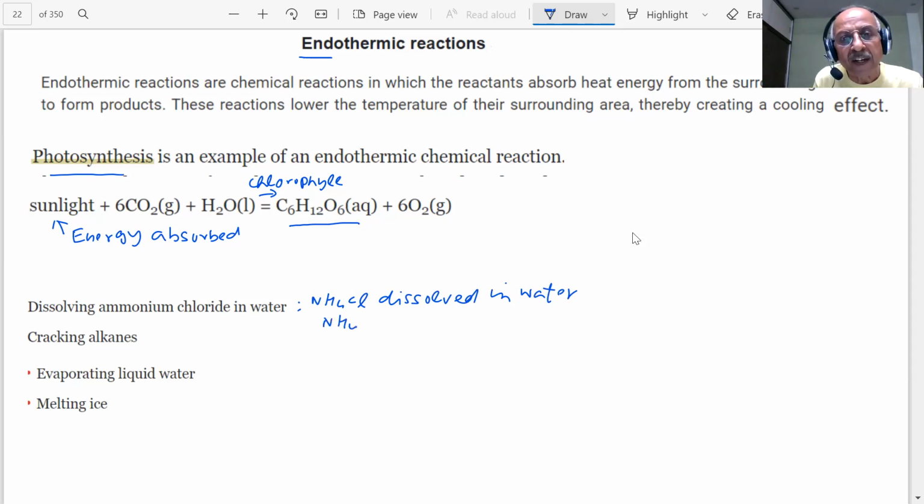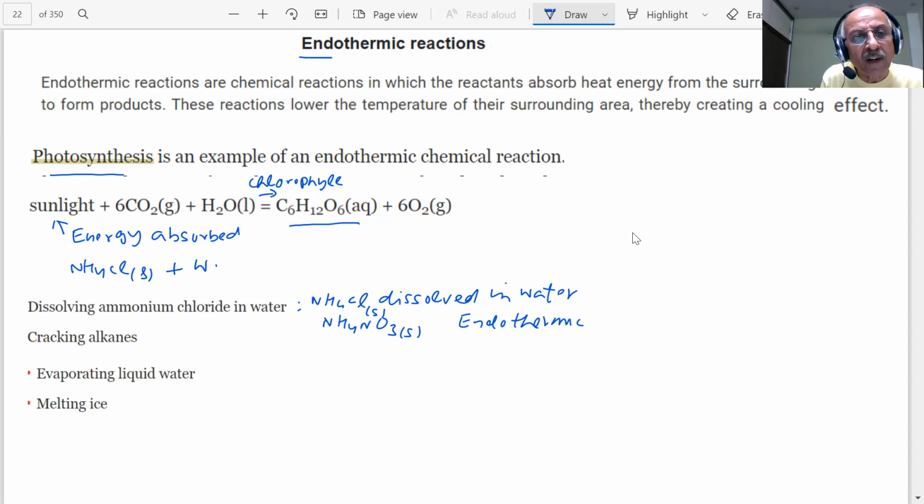Similarly, ammonium nitrate, if you dissolve it in water, these are endothermic reactions, students. They absorb heat. Heat is absorbed in this reaction. What happens? You have ammonium chloride solid plus water, student, and what you get? Ammonium ion aqueous and chloride ion aqueous, students. In this process, heat is absorbed. So I have written heat on the left hand side, on the reactant side. They will absorb heat, students. And this is very important.